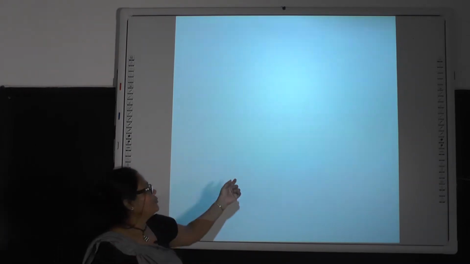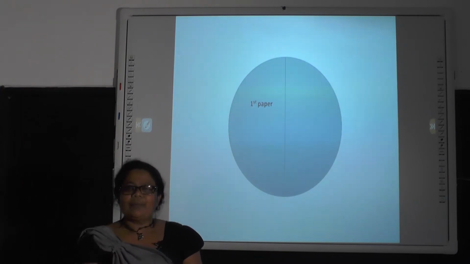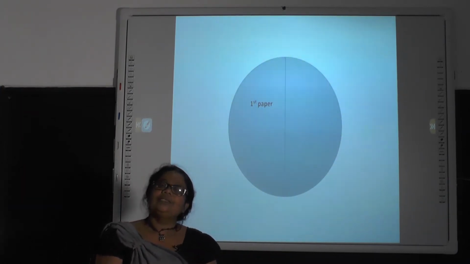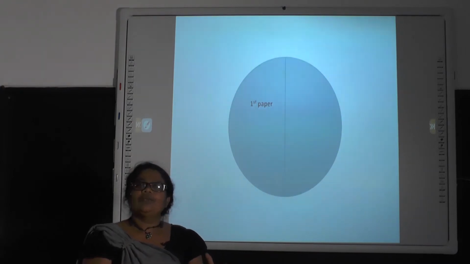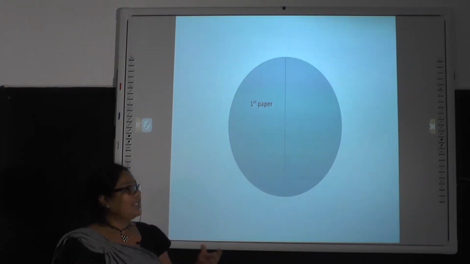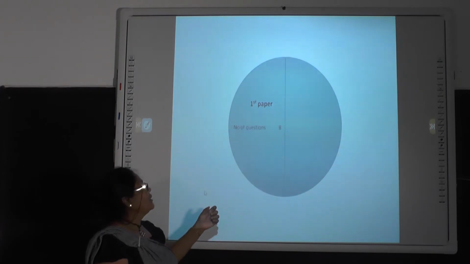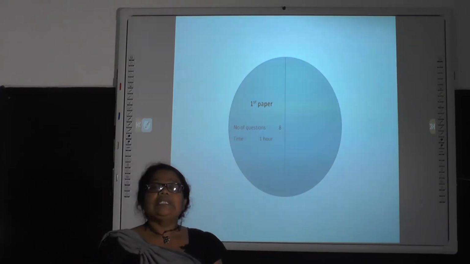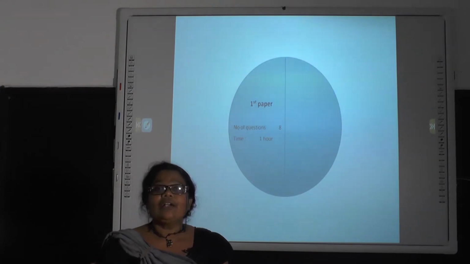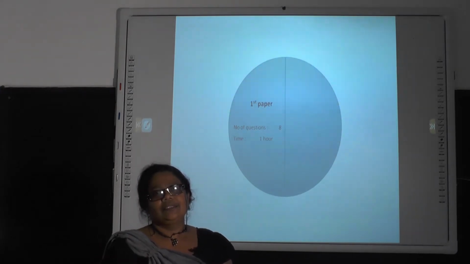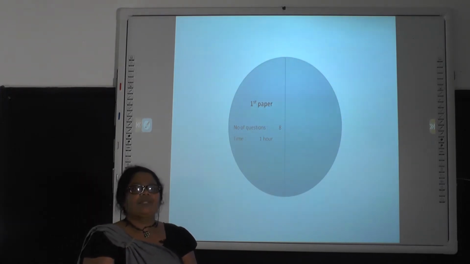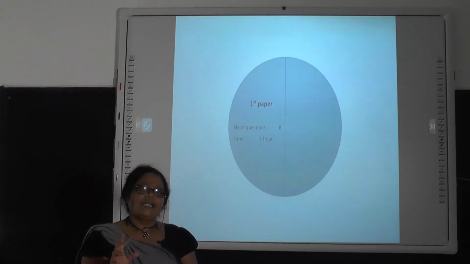Right, let's see. When talking about the first paper, there are 8 questions and you are given 1 hour to answer them. When talking about those 8 questions, we can discuss the testing areas. We have to think about the testing areas. Now, how many testing areas are there? There are 4 testing areas. The first one is reading.